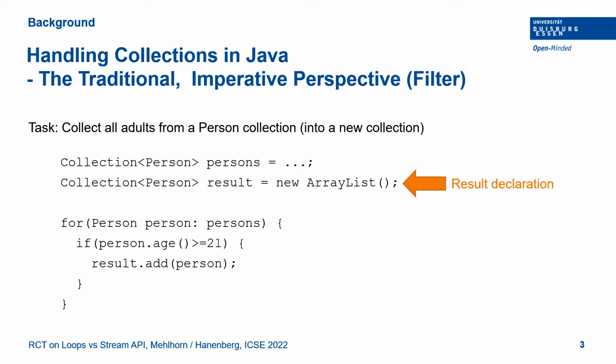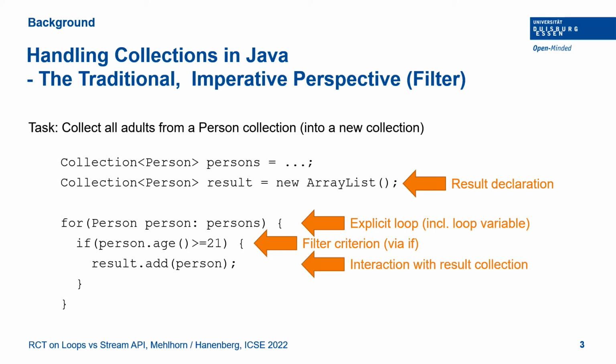First of all, we have the original person collection, and then we have a result declaration and definition. Then we have some explicit loop, which also contains some loop variable. And then we have certain filter criteria, which are typically expressed via if statements. And finally, we have some additional interaction with the result collection, such as just adding an element to the result.